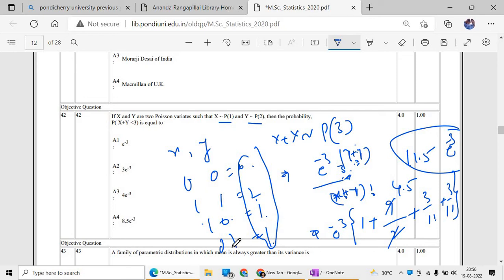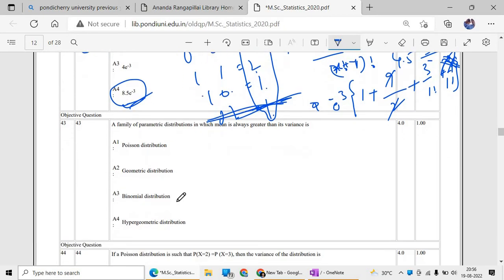Maybe the answer is 8.5 e power minus 3. Maximum. Why? Because here we considered x plus y of 1, 2 times, so only 3 will come. This will not come. So 11.5 minus 3 gives us 8.5 into e power minus 3.